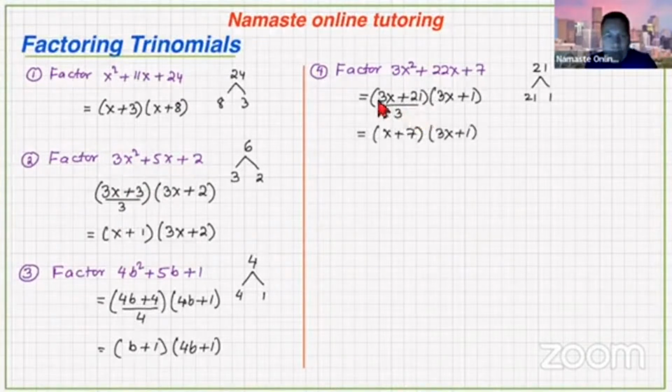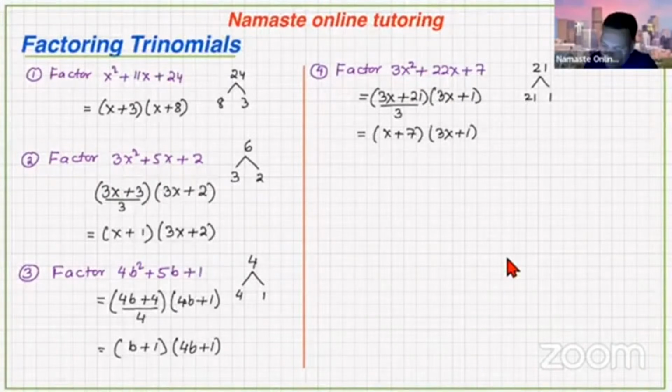So what we did here is 3x over 3 is x, and 21 over 3 is 7. That's why we got the factors here, x plus 7 times 3x plus 1. So that's how we can factor the trinomial. So in today's session, we are going to look at 2 more examples so that you will be confident in factoring any of these trinomials.